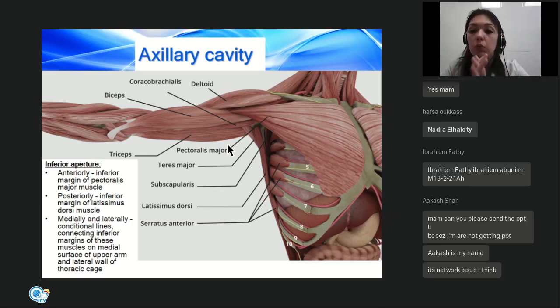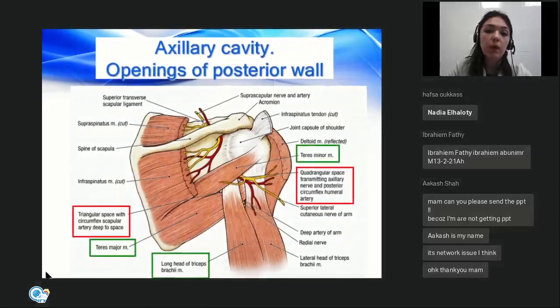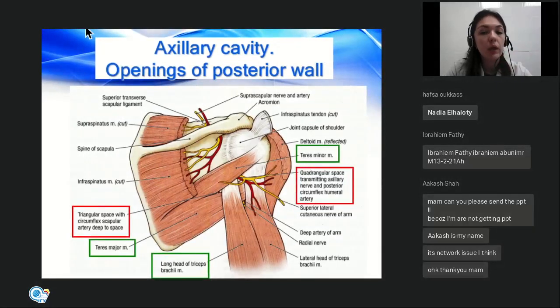Yes, so it is very important, as I told you, because we will use the inferior axillary aperture as a boundary between the axillary artery, for example, and the brachial artery. Yes, the brachial artery will be located below and the axillary artery will be located above. And so here in the posterior wall of the axillary cavity, there are two openings which you have to know. They are the triangular and quadrangular spaces.